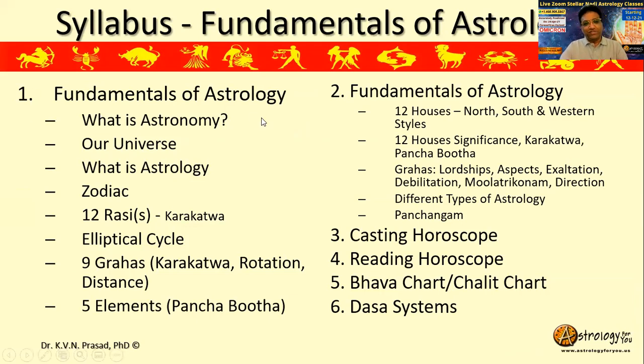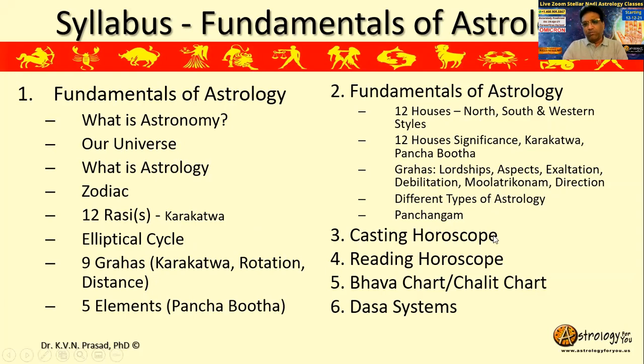I'll go through the fundamentals of astrology, right? What is astronomy, universe, astrology, zodiac signs, 12 signs, karakatva, elliptical cycle, then 9 planets, 9 grahas, panchabhutas, 12 houses. I will teach you these different methods: North Indian, South Indian, Western styles. Then the 12 houses' significance, grahas, lordships, and different types of astrologies, just at a very high level.